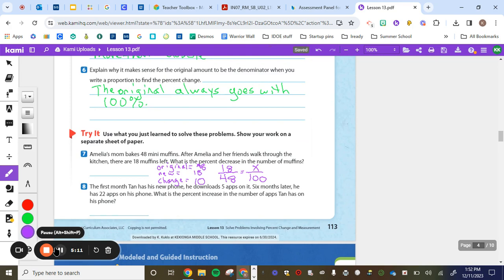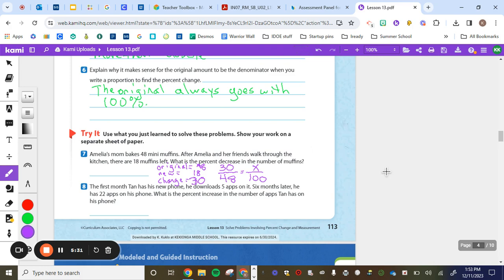So you should have found your original as 48, your new as 18, and the change, I did not write the change down correctly. Okay, give me 1 minute to fix that. I wasn't paying attention and I only typed 8 in my calculator. So it would be 48 minus 18 to get a change of 30.